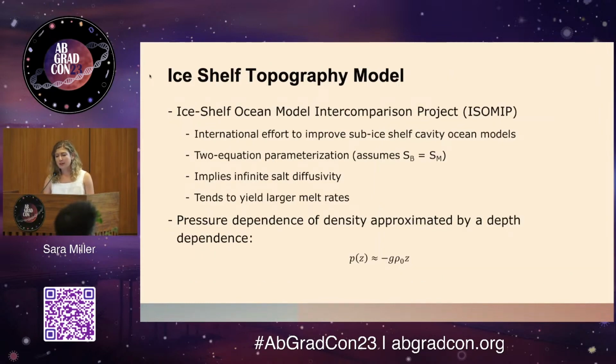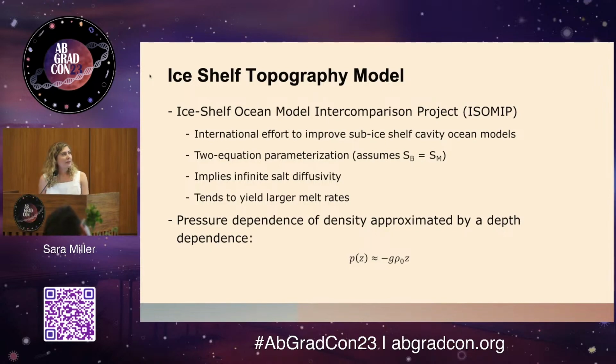I'm using a model that's an ongoing international effort within the MITgcm community to model this kind of physics for Earth's ocean. This is a simplified version of that math. It's a 2-equation parameterization that's assuming the salinity of the boundary layer and the mixed layer is the same. With more recent results since submitting this abstract, I've been able to use the 3-equation parameterization, but those graphs are still pretty ugly. So maybe next AbGradCon.